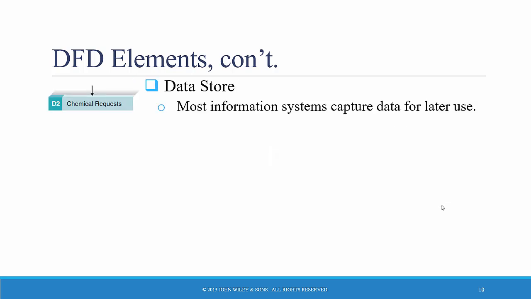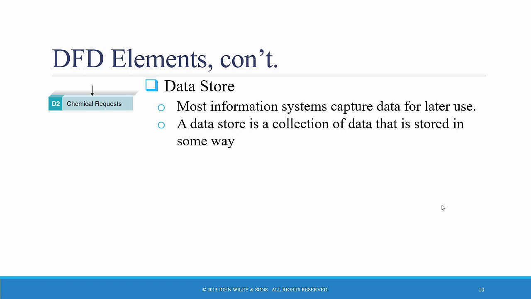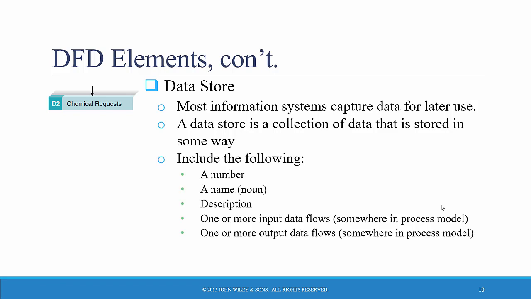Now, a data store serves the purpose of meeting the needs of information systems that always capture data for later use. A data store is a collection of data that is stored in some way. These are the technical attributes of a data store that you will record: a number, and we'll talk about that soon, a name, which is a noun, a description, one or more input data flows, and one or more output data flows, somewhere in the process model.